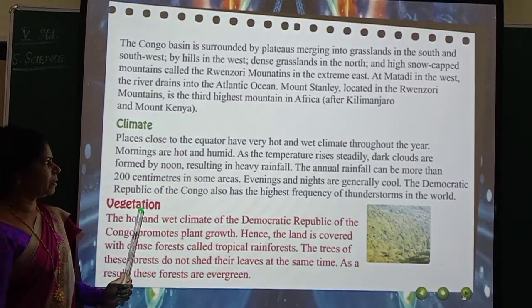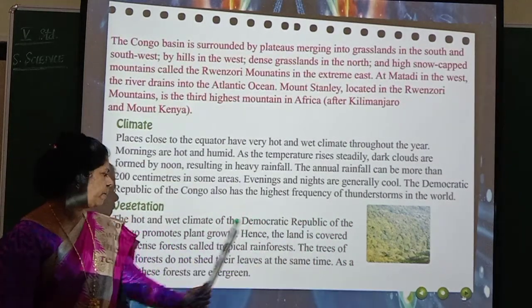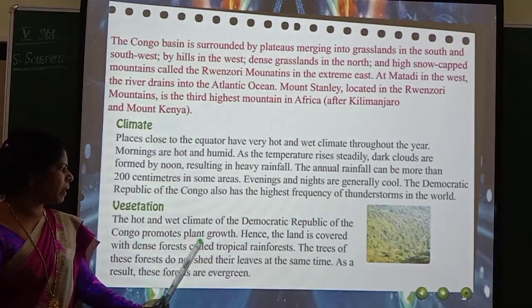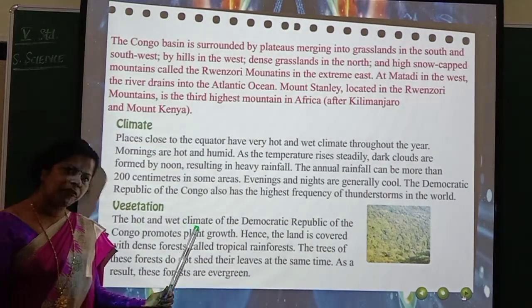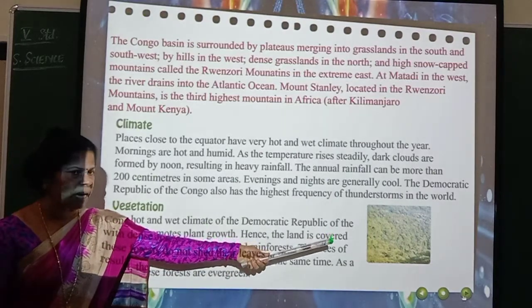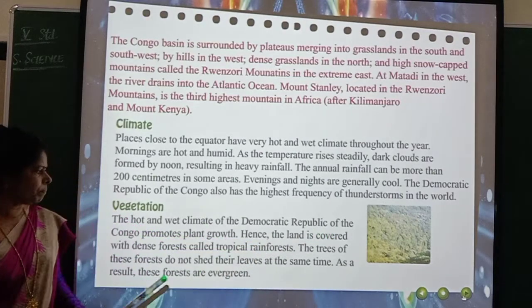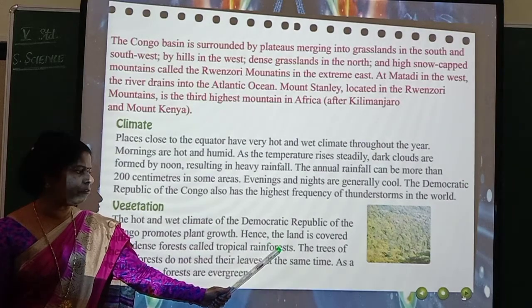Coming to vegetation. The hot and wet climate of the Democratic Republic of the Congo promotes plant growth. Sunlight is there and rainfall is also there. So definitely it will help in the growth of vegetation. Hence the land is covered with dense forest called tropical rainforest.